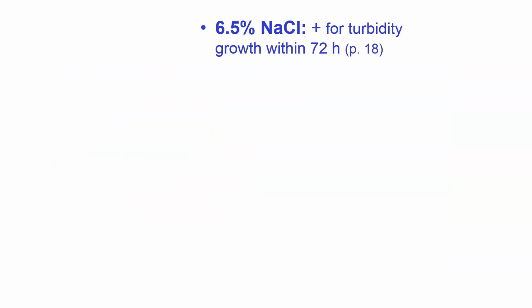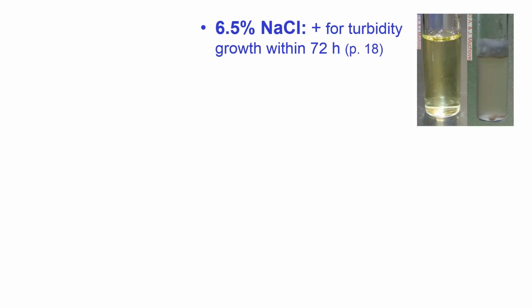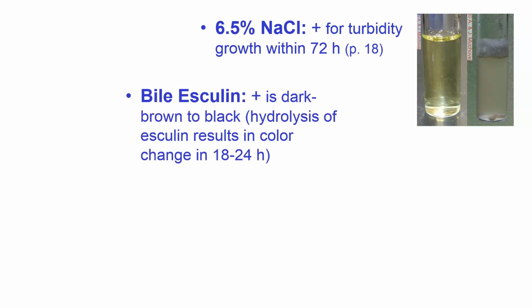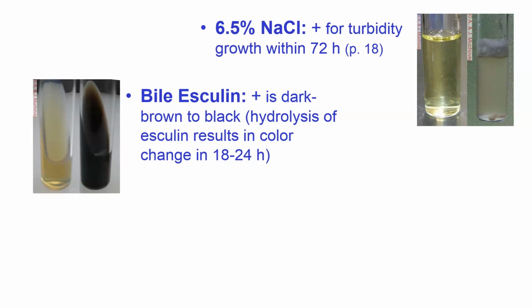We also have a positive test for NaCl. We run it on a 6.5% NaCl broth. We look for turbidity within 72 hours, and you can see that the right-hand tube has turbidity. The left-hand tube is clear. We run bioesculin. A positive reaction is a dark brown to black color, which is hydrolysis of the esculin. In 18 to 24 hours, you can see the left-hand side shows you what the tube looks like uninoculated, and the bioesculin positive is going to give you this nice dark brown to black color.